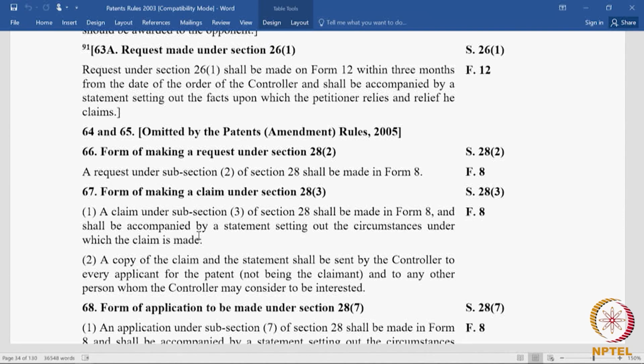under section 25(4), where he holds there is a ground for revocation of the patent, and shall be accompanied by a statement setting out the facts upon which the petitioner relies and relief he claims, saying that he is entitled to this relief, he has already filed an application for a patent and asking for the consequential relief. So, 26(1) proceedings are different from a proceeding in 25(2). The proceedings under 25(2) have to be completed by an order passed under section 25(4), revoking the patent or part of a patent or amending it.